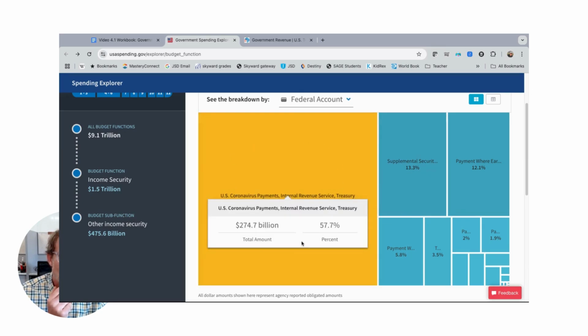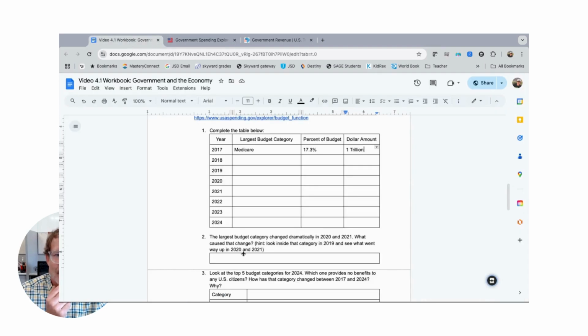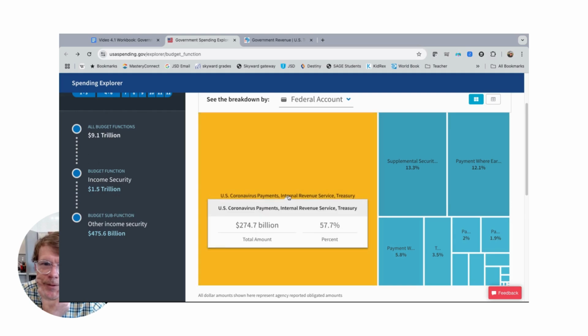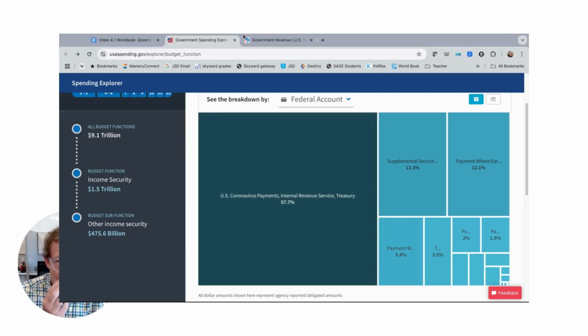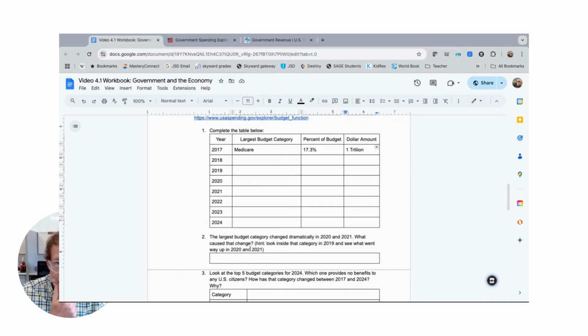Okay, so if I'm answering this question, the largest budget category changed dramatically in 2020 and 2021. What caused the change? There's a huge increase in unemployment in 2020 and a huge increase, in fact, a new category called coronavirus payments in 2020. Now let's look in 2021. Actually, you can do the same for 2021 and see if anything changes that would affect the answer. So that would be your answer for number 2.